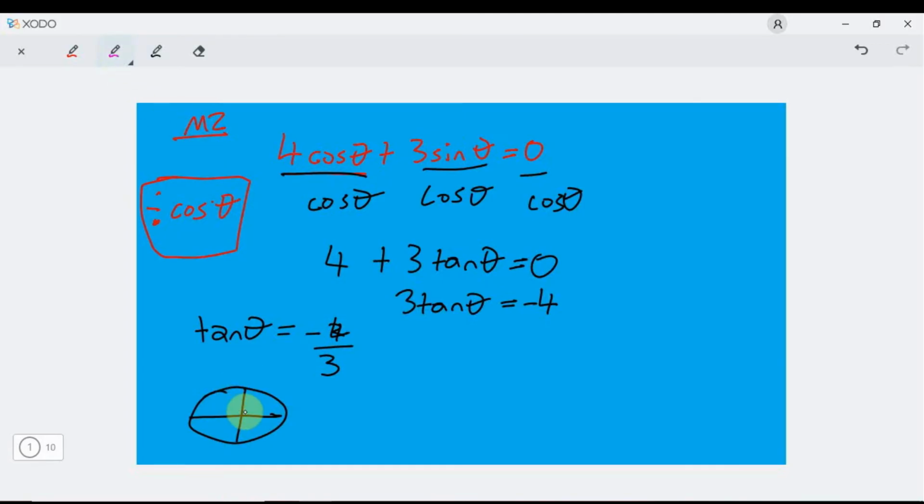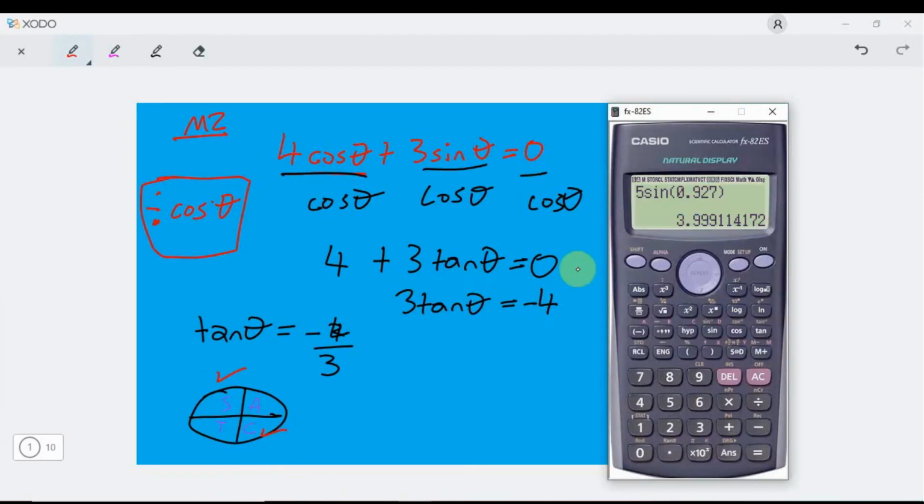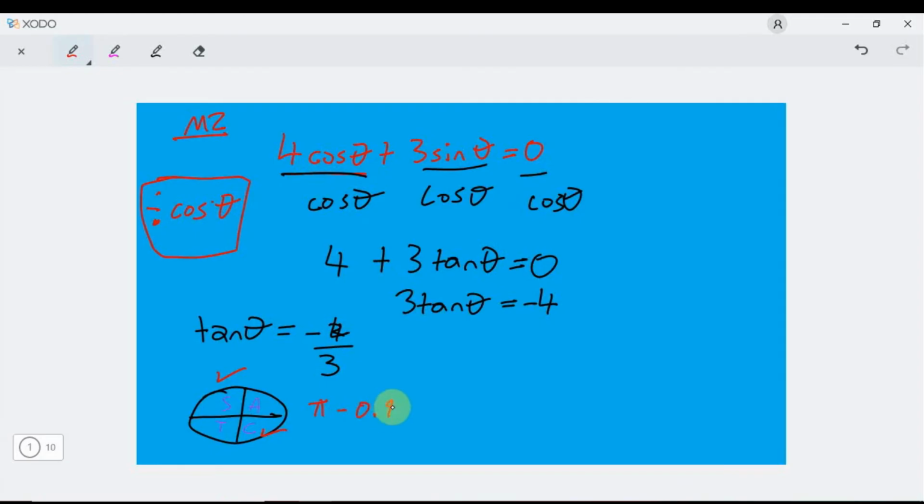Tan is negative in, remember, all schools teach graph, so tan is negative here and here. So taking tan inverse of 4 over 3 would give you the 0.927, right? But we need the second quadrant answer, which is right here, so it would be pi minus 0.927. Or another answer going to be 2 pi minus 0.927.